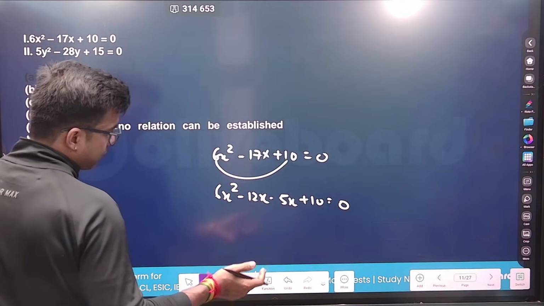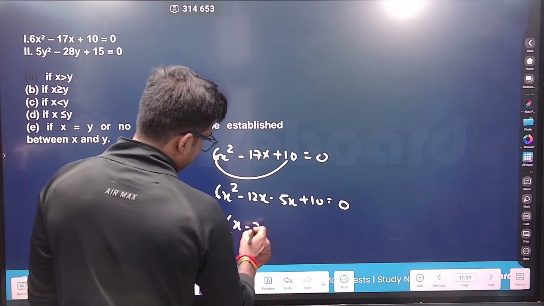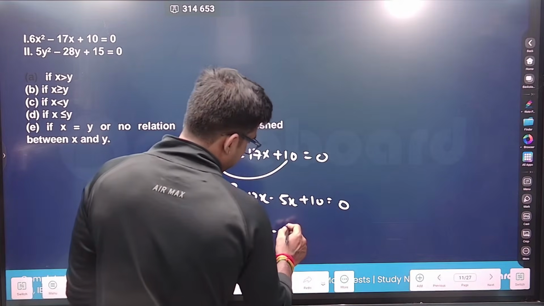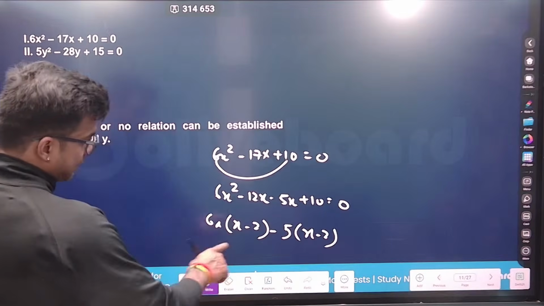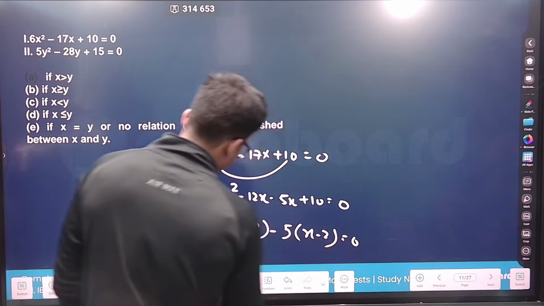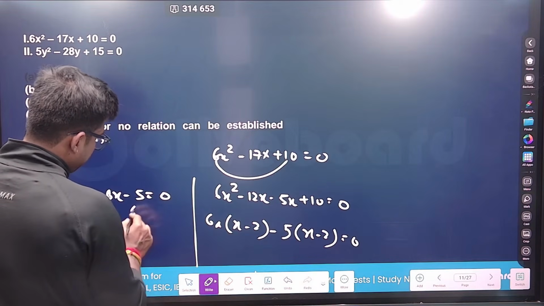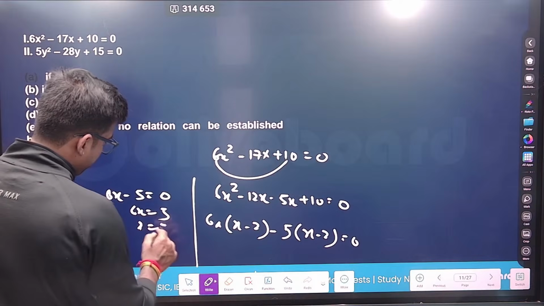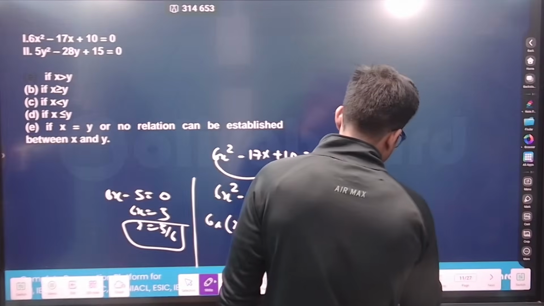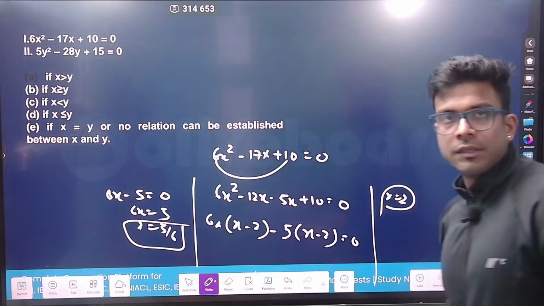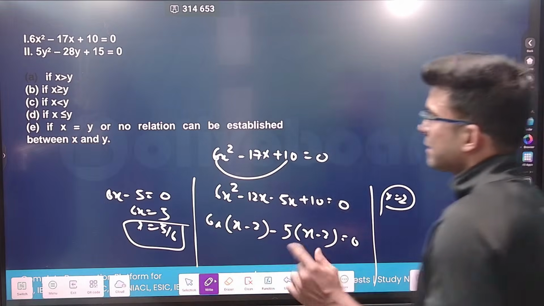You need to understand. Then you can take common 6x from here, this will be x minus 2 here. Again taking common minus 5, this would again be x minus 2. So you can see the roots. The roots of the equation are 6x minus 5 equals 0, so x equals 5 by 6, and for the second, x equals 2. So you have two roots of this equation, x equals 5 by 6 and x equals 2. As I said, positive.